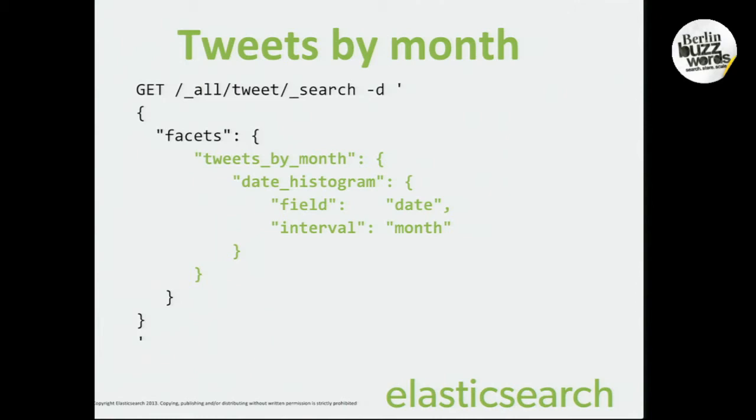Perhaps we want to count the number of tweets we have in every month. For this, we can use the date histogram facet. We look at the date field and take each date and slot it into a month.